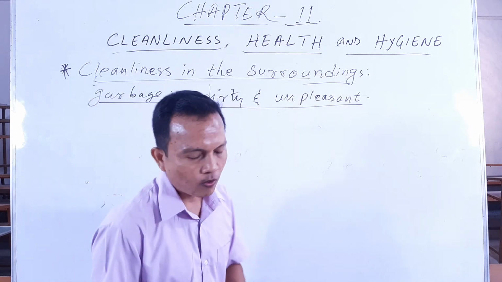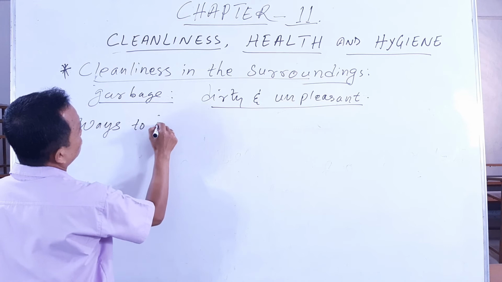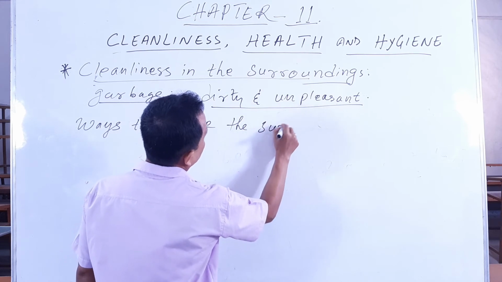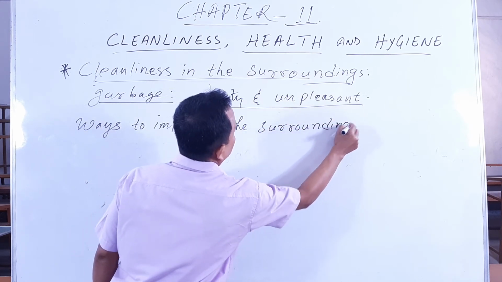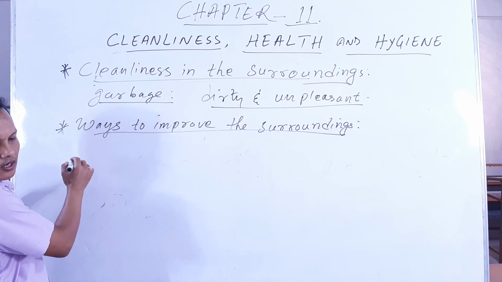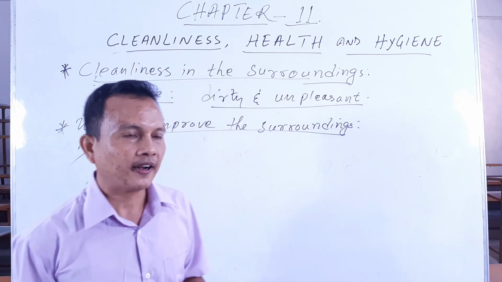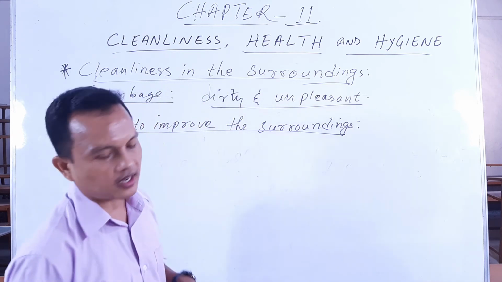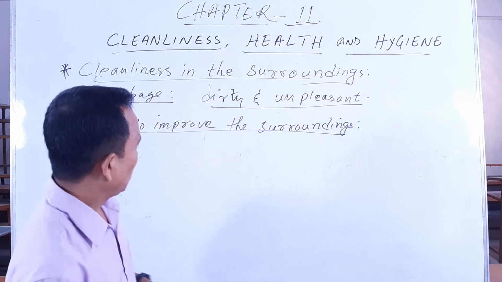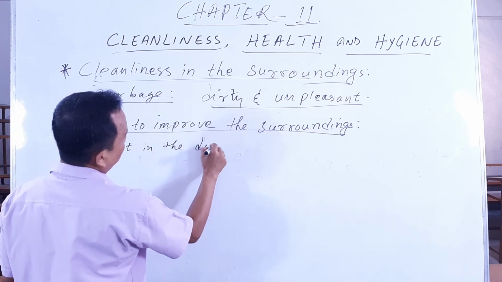Now let us discuss a few of them. How can we improve? So this is another objective, ways to improve. Improve what? Improve the surroundings. Alright? How can we improve the surroundings? So, number one, always throw the garbage in the dustbin in a proper area, not here and there in the surroundings or roadsides, or in the field, or in the drain. It should always be put in a proper place, that is, put all the garbage in the dustbin.